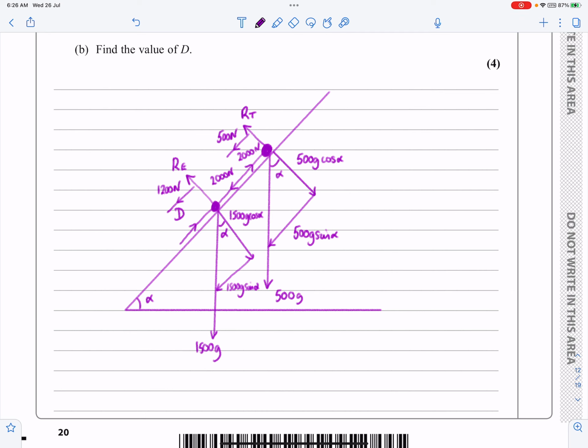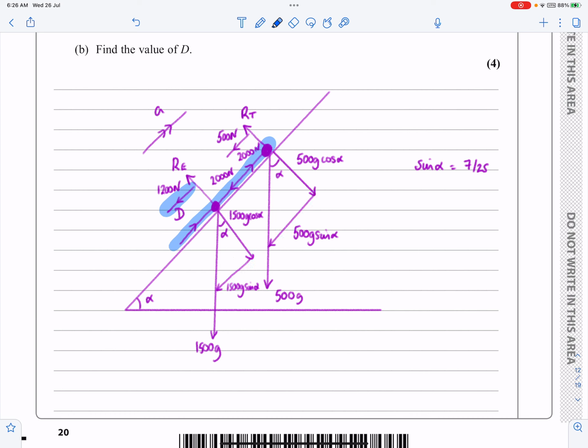Still put them all on. Remind ourselves that sine alpha was being given as 7/25 from the question, and that this whole thing is accelerating up the plane there. Now, because I've got all my forces on there, I can now just imagine that in this direction here, I've got F equals ma. But look at all these forces that I've got going on in that direction.